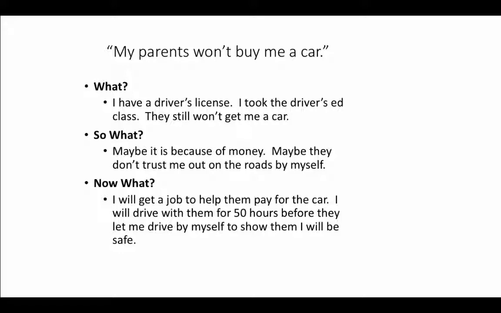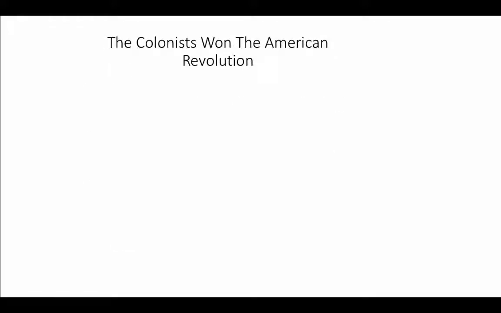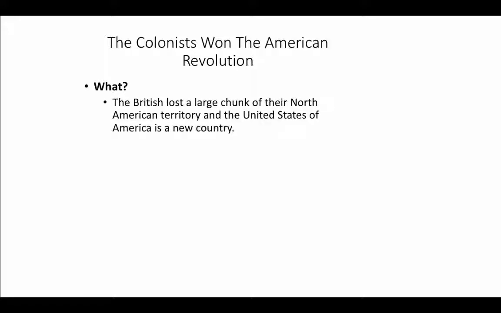So if you give them that non-U.S. history example, it helps them break down the process of what, so what, now what, and they can see that it goes way beyond U.S. history. But now, because the goal is to use it in U.S. history, or one of the goals at least, let's use this one. So the colonists won the American Revolution. What? Great Britain lost a chunk of land, all the way over to the Mississippi River and up to the Great Lakes. And basically the United States is a new country.